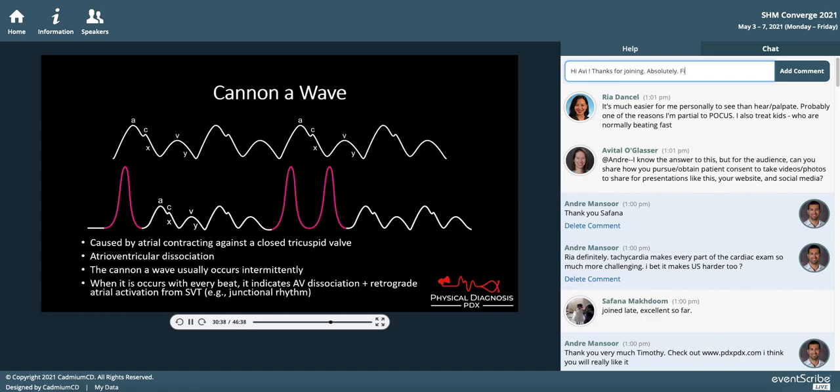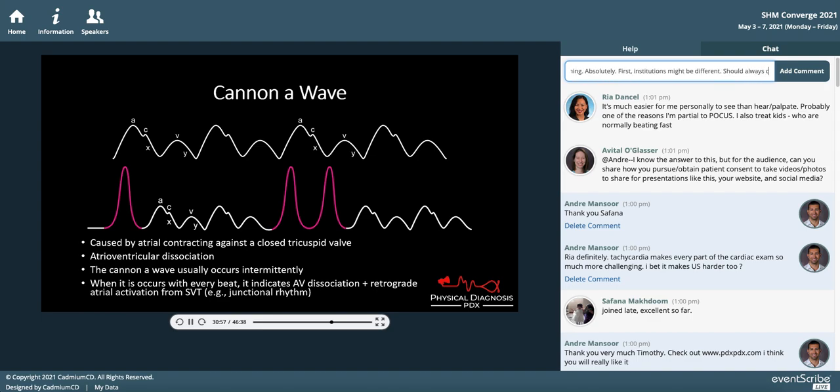Next up is the Canon A wave. So here we have an A wave that's even larger than the giant A wave. So what's worse than contracting against a stenotic tricuspid valve? Well, that's contracting against a totally closed tricuspid valve, which occurs with atrioventricular dissociation. The atria and ventricles are going at their own rhythms, so there's no coordination.